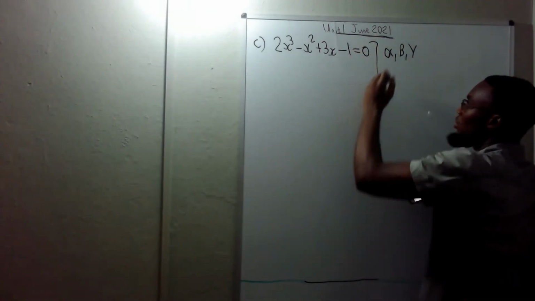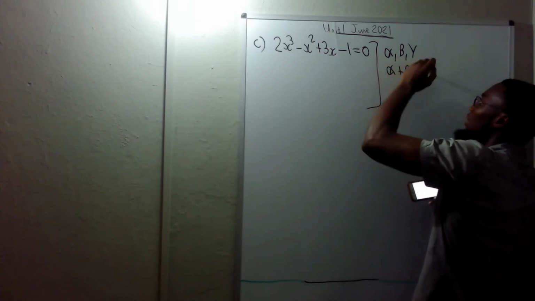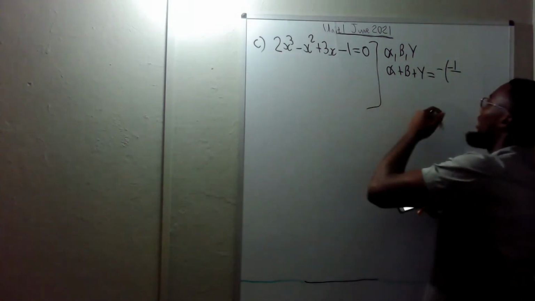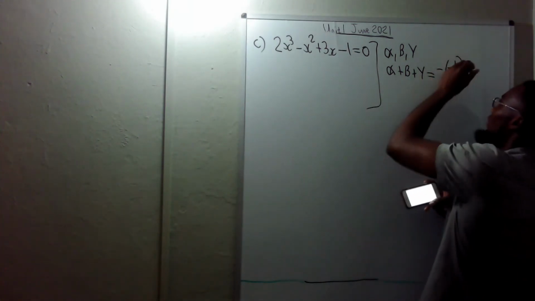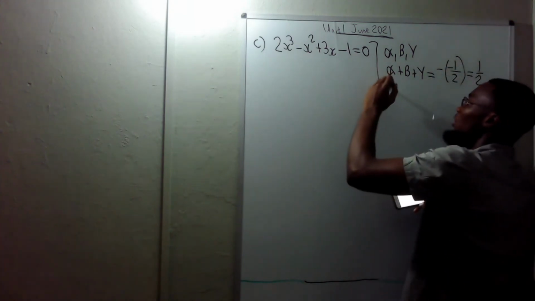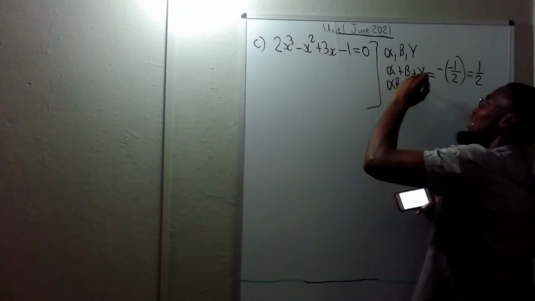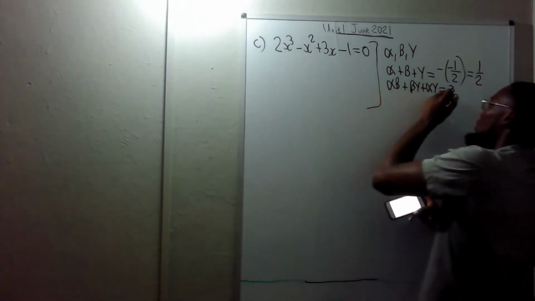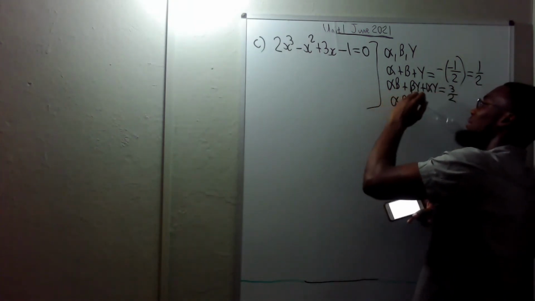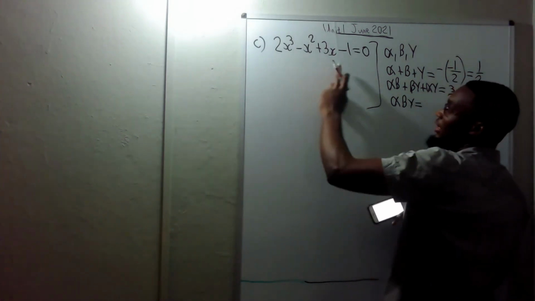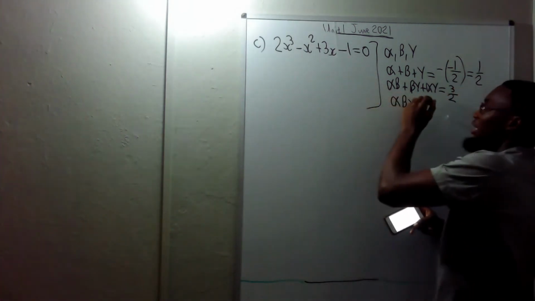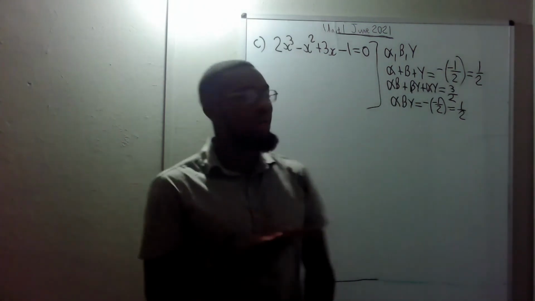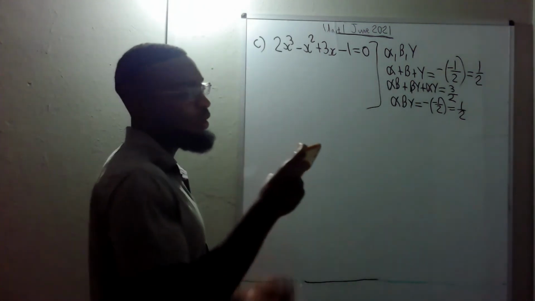Now from our knowledge, we know that alpha plus beta plus gamma is minus b over a. That's minus negative 1 over 2. Negative of negative half is half. Now we know alpha beta plus beta gamma plus alpha gamma is c over a, which is 3 over 2. And then alpha times beta times gamma is minus d over a. That's minus negative 1 over 2, that's a half.